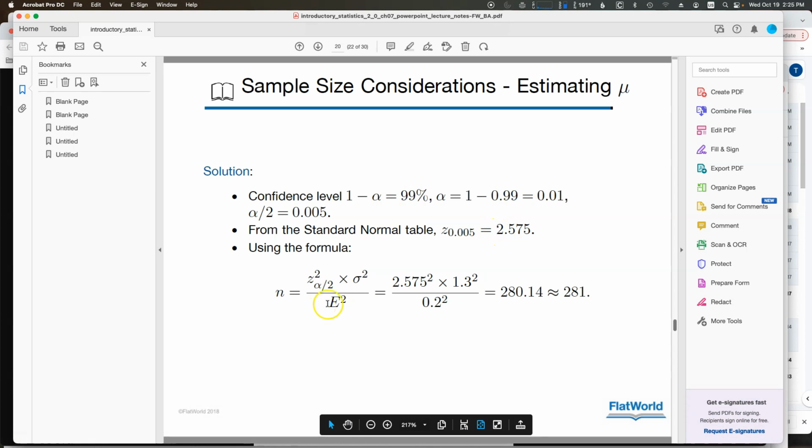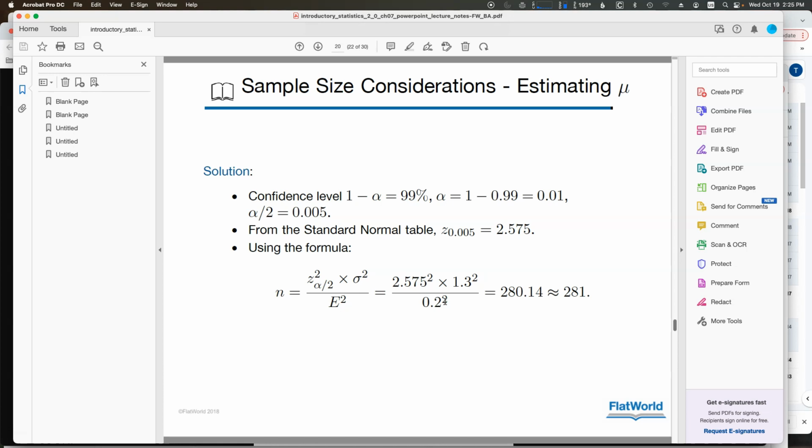We're going to take our 2.575 and we're going to square it times our standard deviation squared, that's our 1.3 squared, over our error factor of margin of error of 0.2, and we're going to square that. We're told to round up in general. So we could see that we would need a sample size.